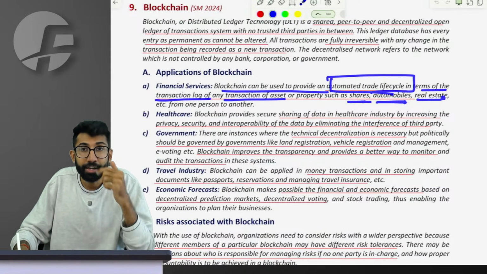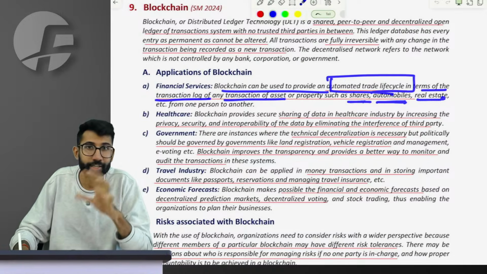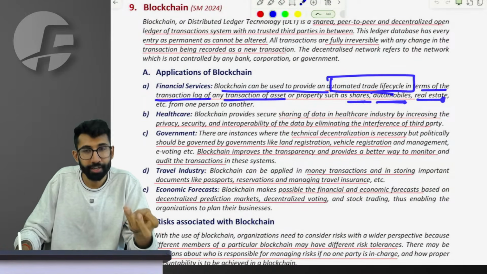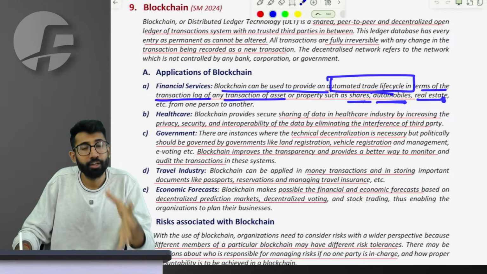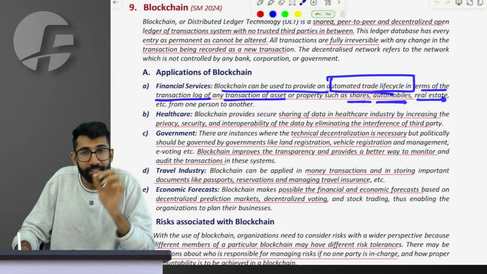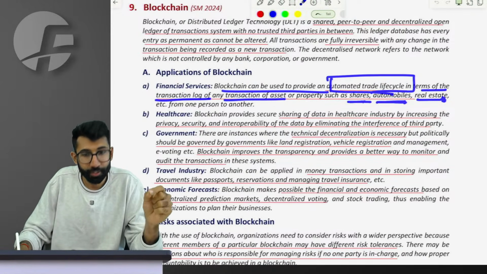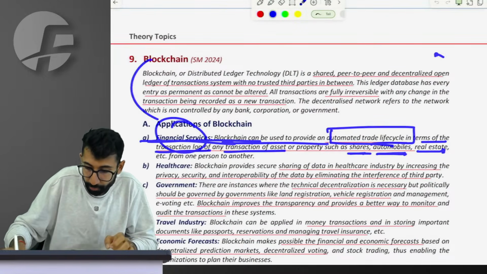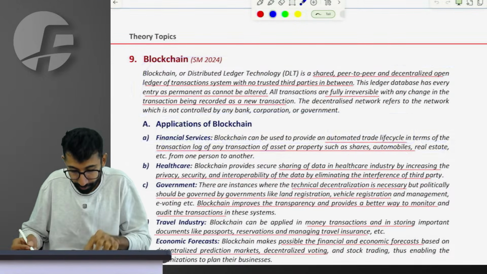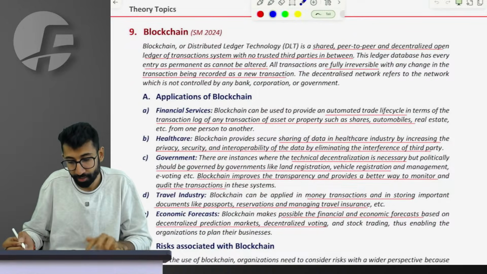When they are being traded from one party to another, it has to be recorded: the buyer, seller, date of buying, date of selling, amount at which it is bought and sold, the Aadhaar card or the PAN card details, everything. These transactions related to particular assets in the financial service industry can be recorded through blockchain technology. That is the first thing. Second, the healthcare industry.